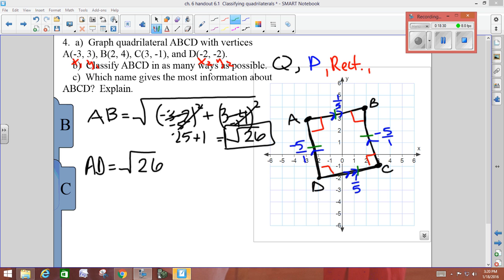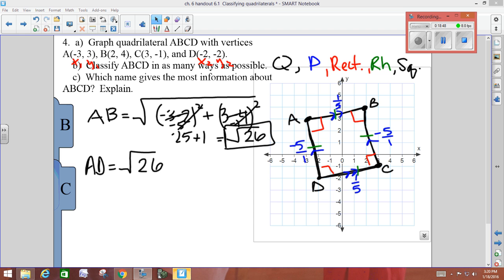Well, the 4 congruent sides would make it a rhombus because we're supposed to do as many ways as possible. Which now we have a what? A square. So you need to have all 5 of them written down though, because it says in as many ways as possible.